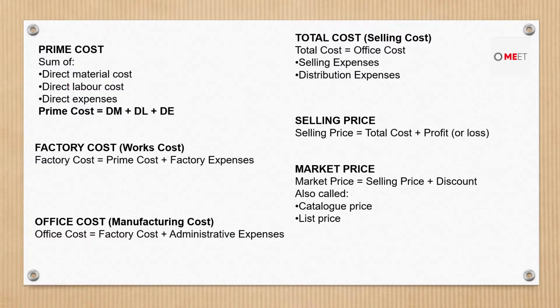Primary cost is the summation of direct material cost, direct labor cost, and direct expenses. And next is total cost. Sorry, factory cost is the summation of primary cost and factory expenses. And office cost is the summation of factory cost and administrative expenses. And total cost is office cost.